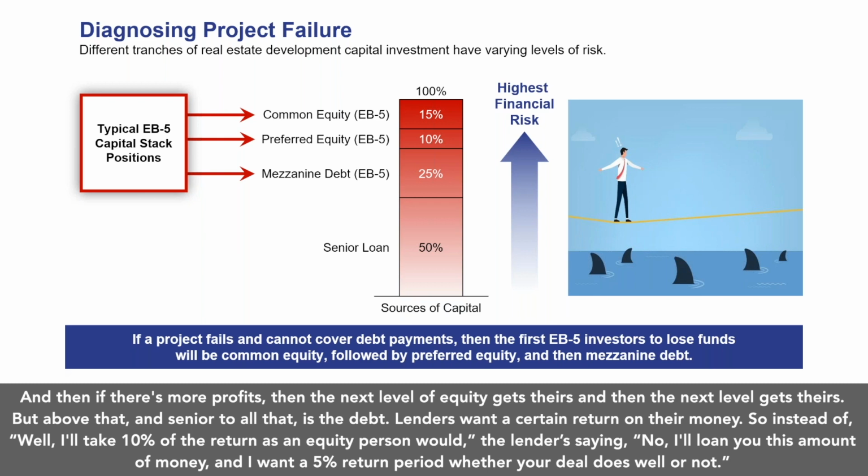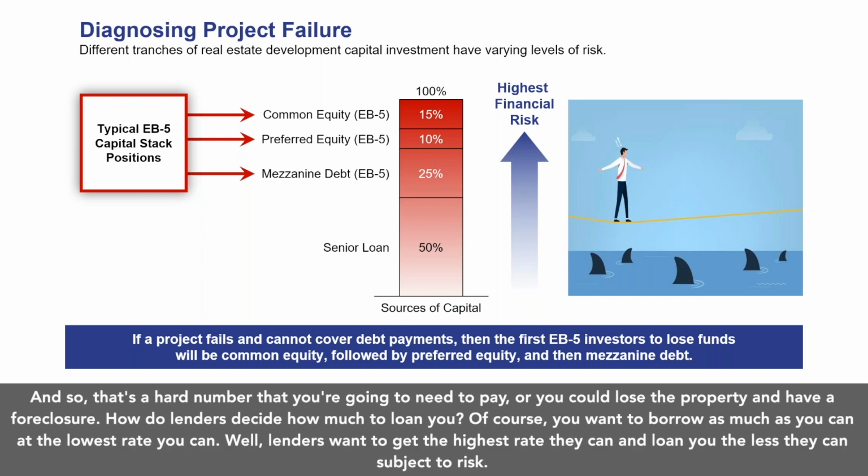Okay, lenders, they want a certain return on their money. So instead of, well, I'll take 10% of the return, as an equity person would, the lender's going, no, I'll loan you this amount of money, and I want, let's say, a 5% return, period, whether your deal does well or not. And so that's a hard number that you know you're going to need to pay, or you could lose the property in foreclosure. So how do lenders decide how much to loan you? Of course, you want to borrow as much as you can at the lowest rate you can. Well, lenders want to get the highest rate they can and loan you the least they can, subject to risk.